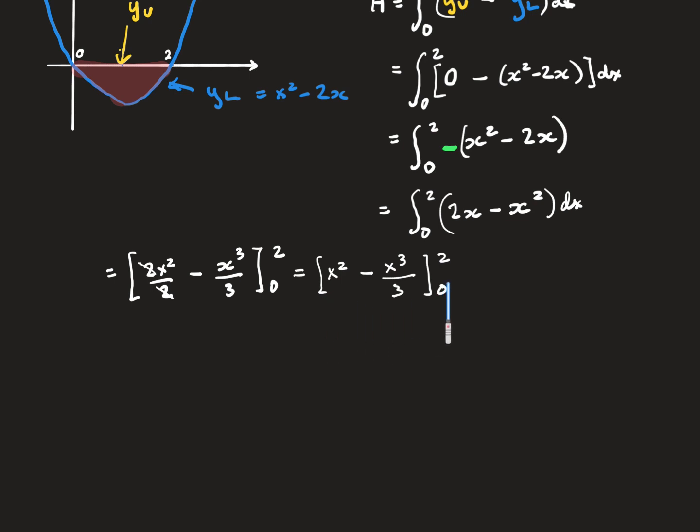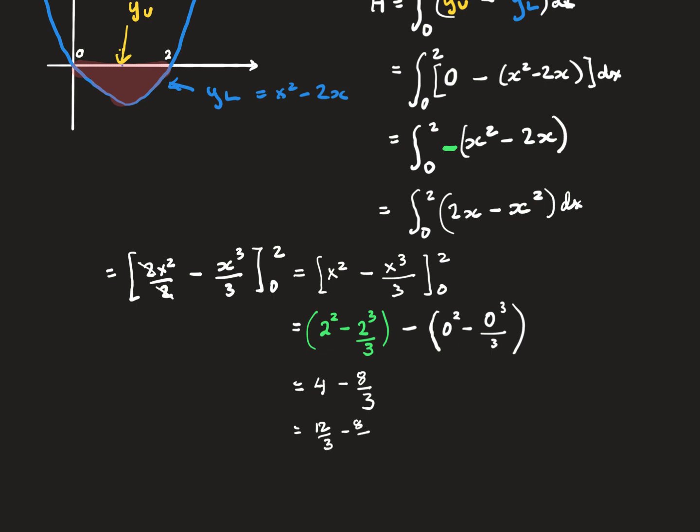Now, we're going to substitute not the 0, but we're going to substitute the 2 inside first. Everything on the right hand side is 0. I didn't have to go through all that trouble, but I just thought I'd do it anyway. So simplifying, it is 4 minus 8 over 3, which is 12 over 3, take away 8 over 3. Clearly that's 4 over 3 square units, or should I say just units squared.